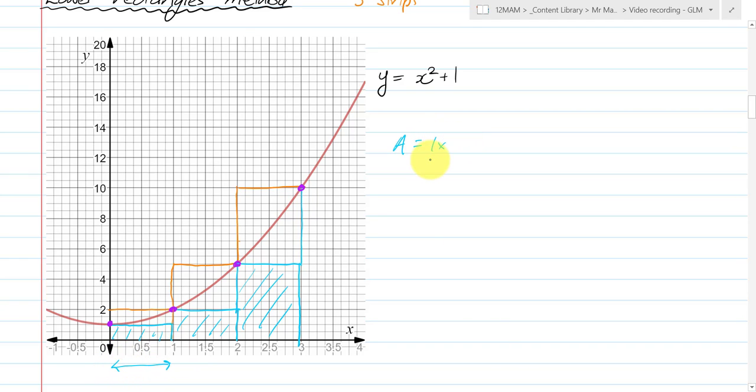1 times 1 squared. Oh, so the lower bound is this one, which is just 0 squared plus 1 is 1. 1 squared plus 1 is 2. And 2 squared plus 1 is 5. So that's 1 times 5, and that's equal to 8 units squared. So the upper rectangles method gave us 17, definite overestimate. The lower rectangles method gave us 8, definitely an underestimate, but we have 2 estimates now, and it's somewhere between those two. So there's the lower rectangles method.